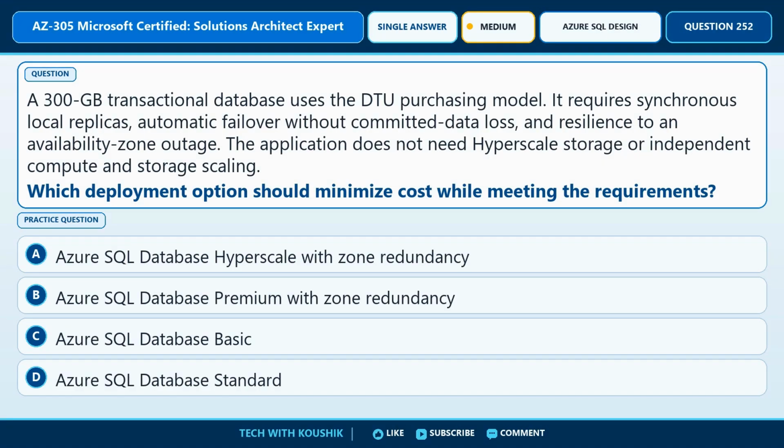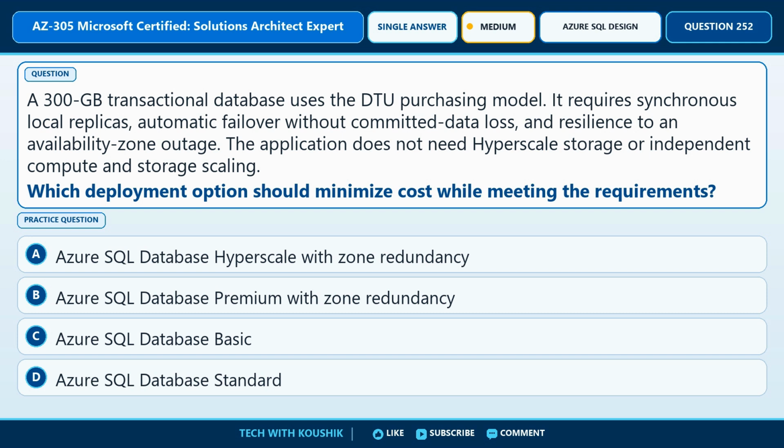Now consider question number 252. Next, we enter the topic of Azure SQL design. Scenario: a 300 GB transactional database uses the DTU purchasing model. It requires synchronous local replicas, automatic failover without committed data loss, and resilience to an availability zone outage. The application does not need hyperscale storage or independent compute and storage scaling. Which deployment option should minimize cost while meeting the requirements?